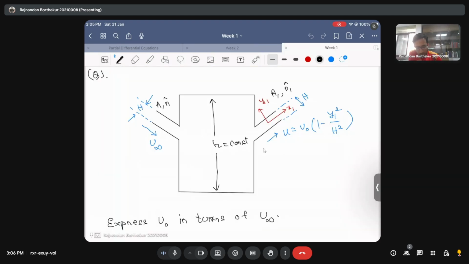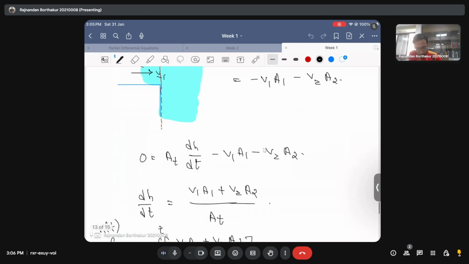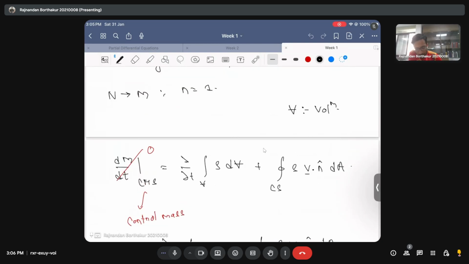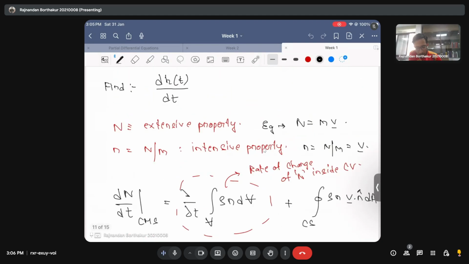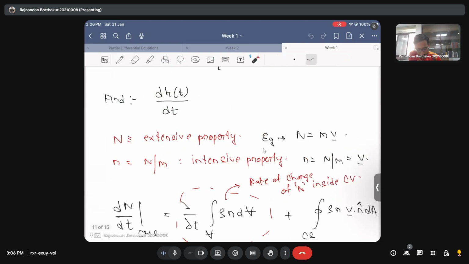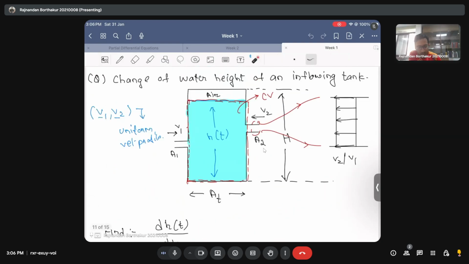So in week one, just to give a quick recap, what we looked into is the basics of fluid kinematics, involving material derivatives. We also learned how to use the Reynolds transport theorem, and then using it and conserving mass to eventually calculate the rate of change of head of an inflowing tank. This is something that we have done in the last class.